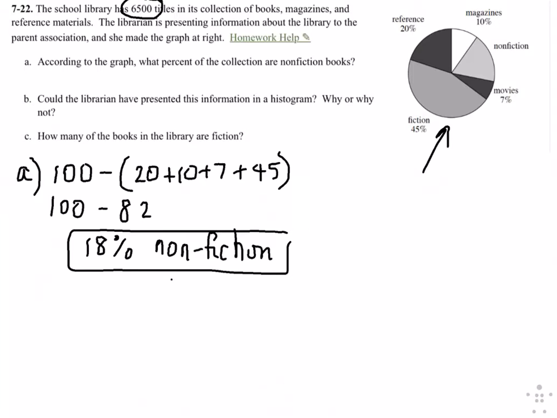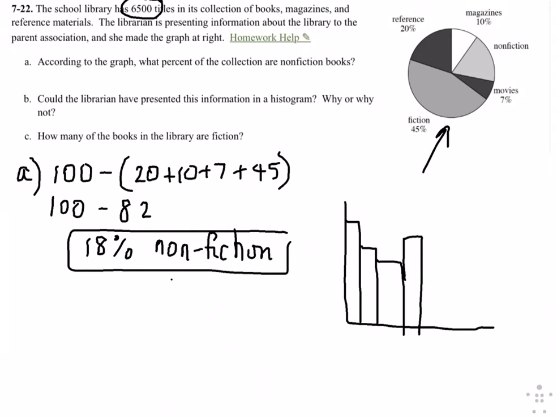Okay, now it says, could the librarian have presented this information in a histogram? So if we remember a histogram, right? A histogram looks like this, right? If I draw one quickly. Okay, histogram. So it looks like a bar chart, but in reality it's not, because remember what histograms do. They show how many values, this is the number of them, fall into a certain range. So the bottom would be like 0, 10, 20, 30, and this would show that this many fall into the range of 0 to 10, and this many fall into the range of 10 to 20.